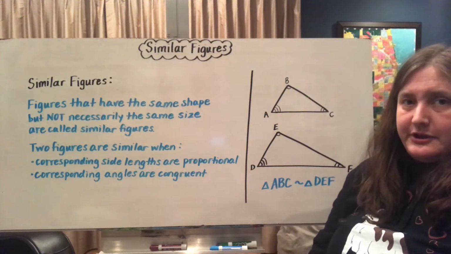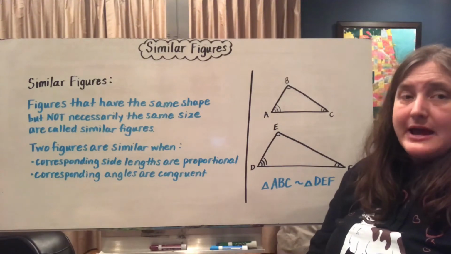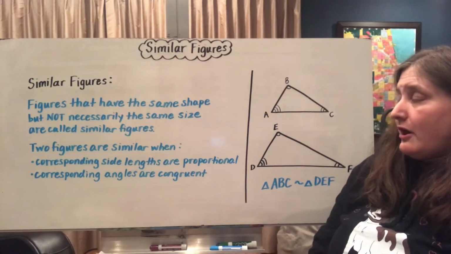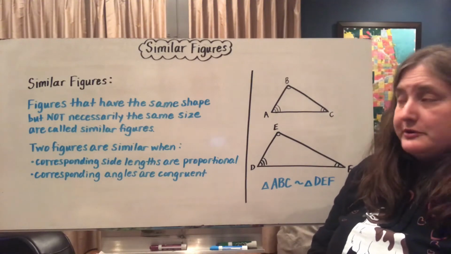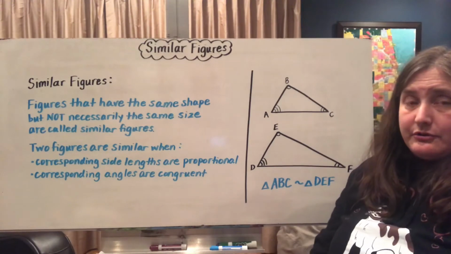This is similar figures. Similar figures are figures that have the same shape but not necessarily the same size. Two figures are similar when we know that their corresponding side lengths are proportional and that their angles are congruent.